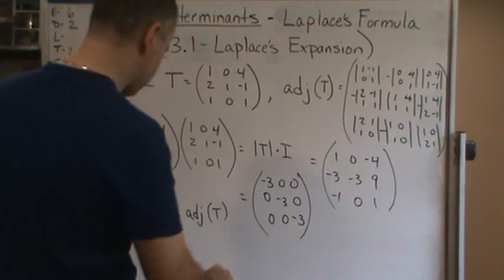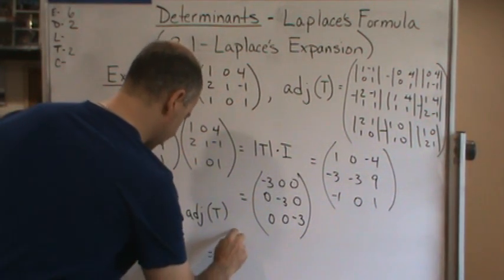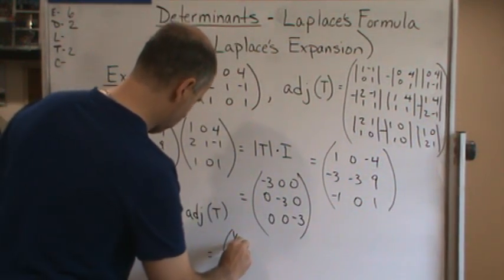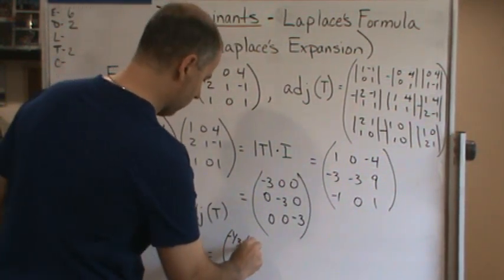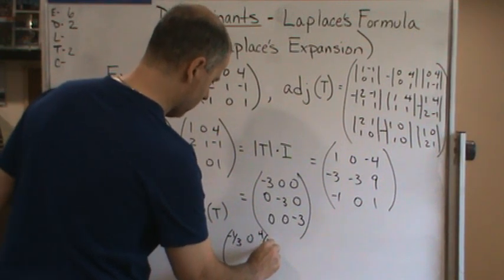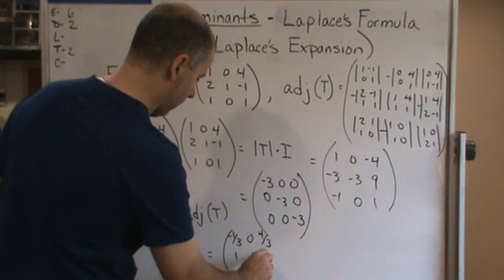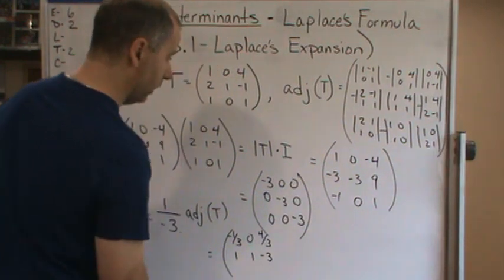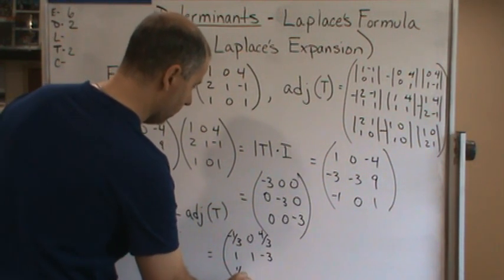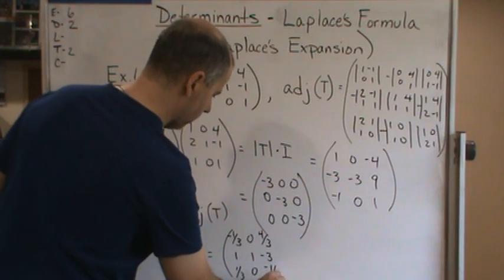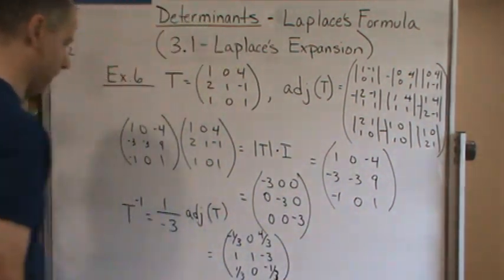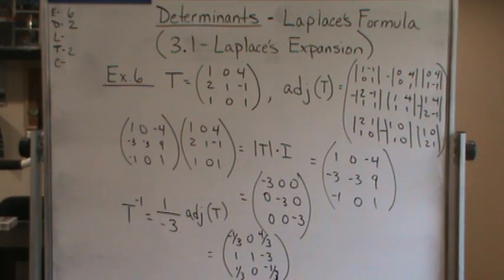And so if we do that, guess what? Our inverse matrix for t is going to be negative 1/3, 0, 4/3, and then it's going to be 1, 1, negative 3, 1/3, 0, negative 1/3. Let me check. So negative 1/3, 0. Yep, that's correct. And so now that's the inverse. All right.